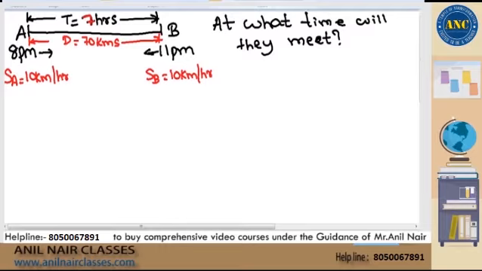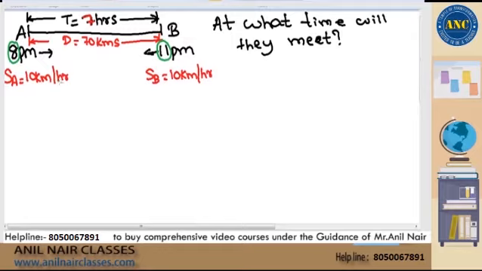Now same methodology I will implement. Train A is starting at 8 o'clock. Train B is starting at 11 o'clock. That means till 11 o'clock, train A is traveling alone, because train B itself is starting at 11 o'clock. How much time will train A travel alone? For 3 hours, because 8 o'clock to 11 o'clock is 3 hours.